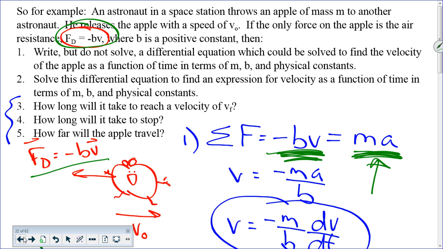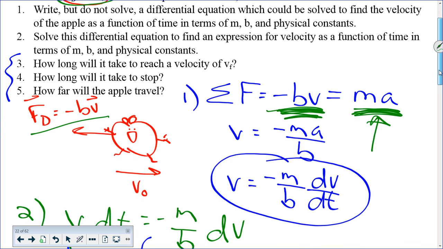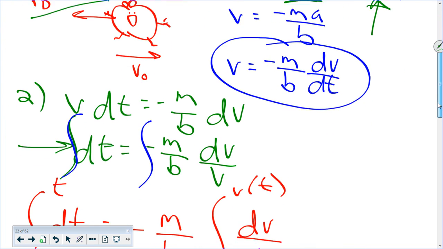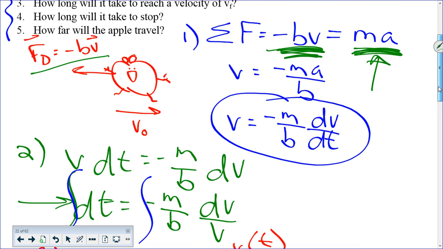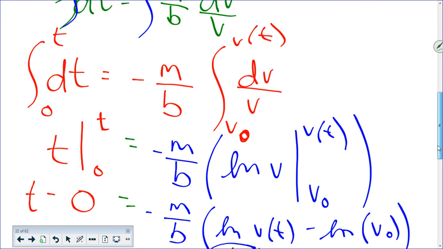All right. I agree. Okay. So that's why, how long will it take to stop? It never stops, because you'll never get to a velocity of 0. All right. Finally, number 5. How far will the apple travel?